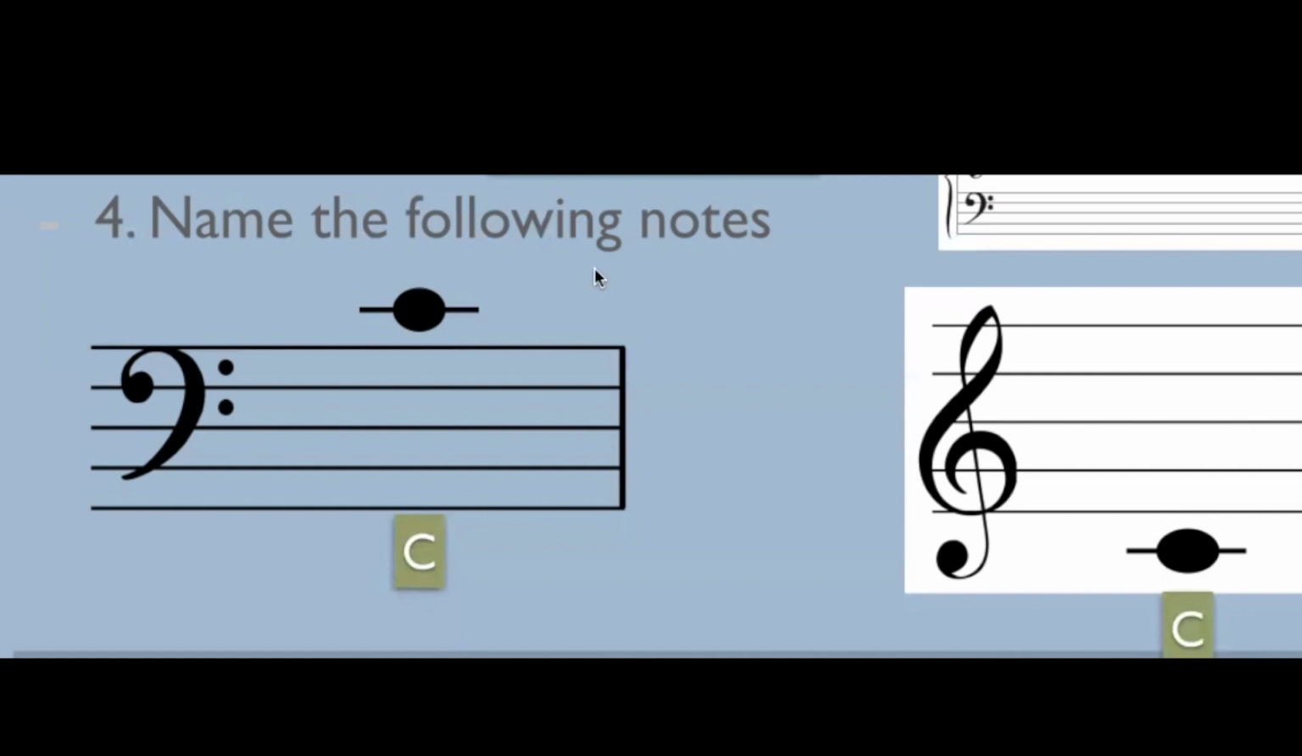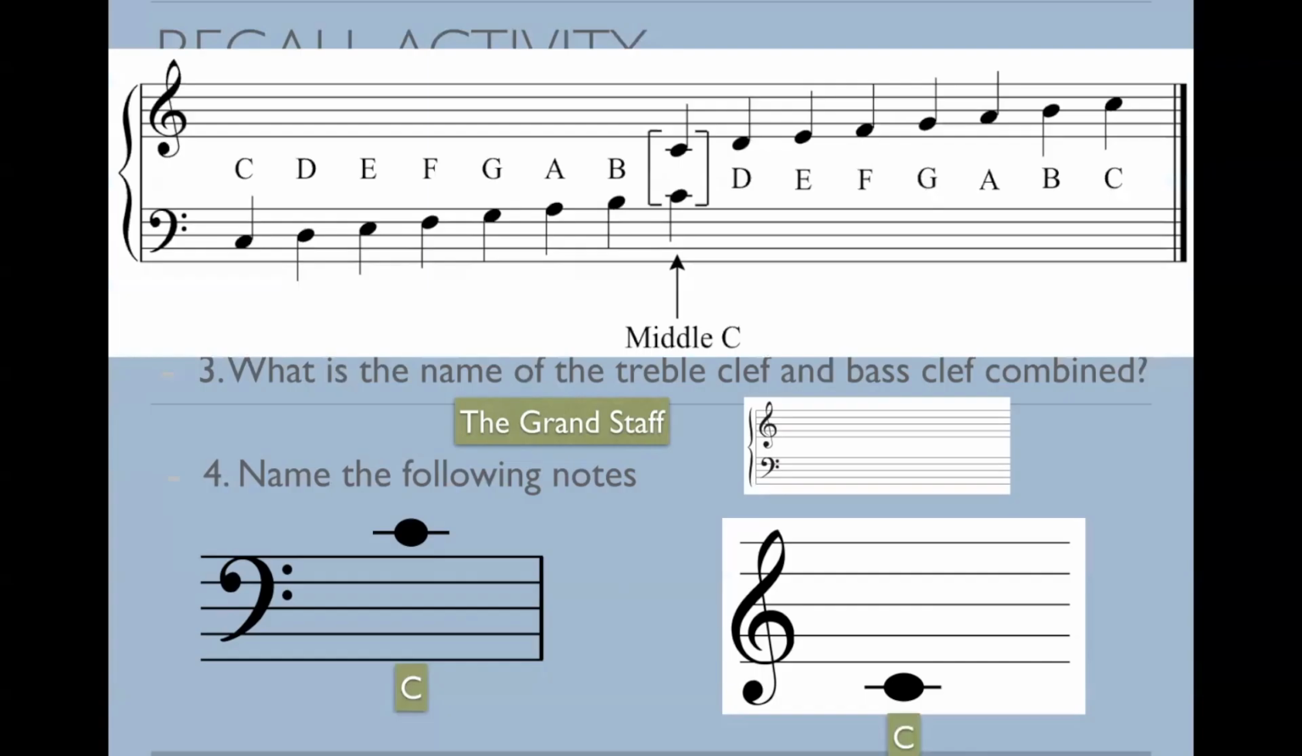And if you remember from last week, in the grand staff, the top ledger line for the bass clef is C, is middle C, which is essentially the center of your piano. And the bottom ledger line for the treble clef is also middle C. So it ends up moving in sequence into each other.